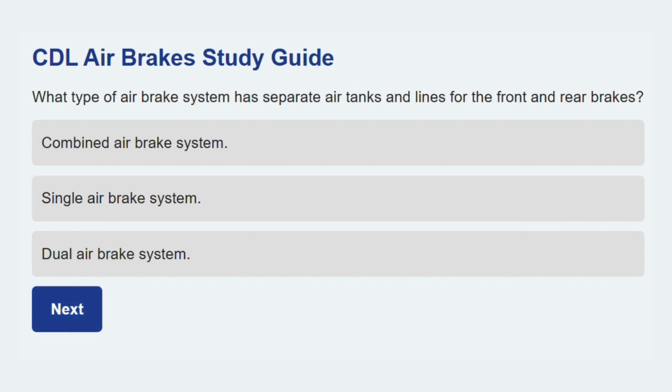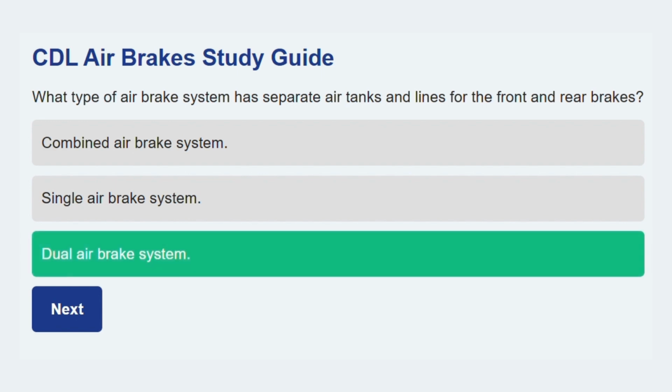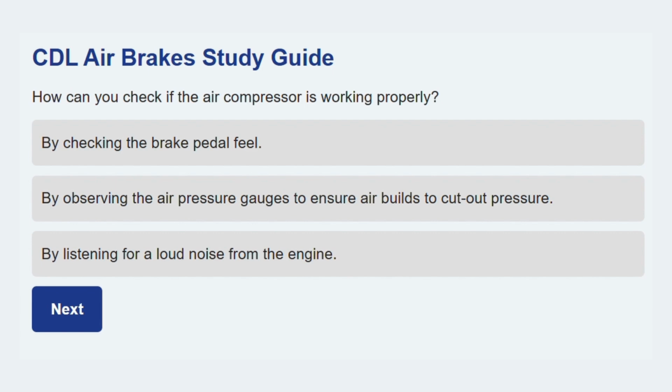Let's move on. What type of air brake system has separate air tanks and lines for the front and rear brakes? Dual air brake system. This design provides a crucial safety backup. If one system fails, you still have braking capability from the other.